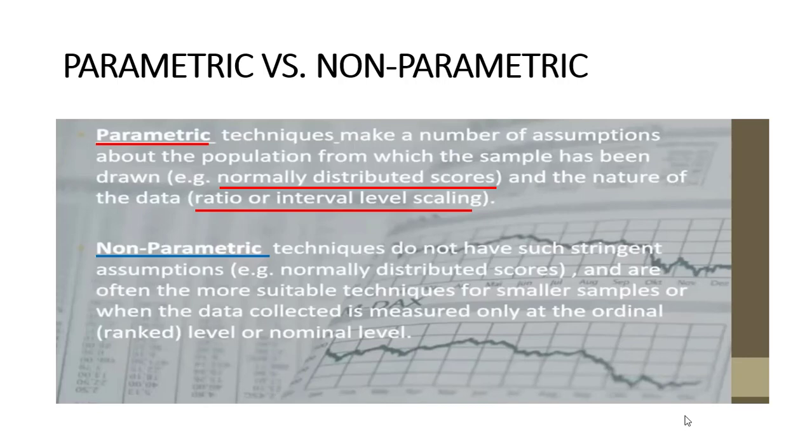For non-parametric tests, the techniques do not have such stringent assumptions. So for example, we don't need to be normally distributed, or sometimes when we have smaller samples, then non-parametric tests are going to be advised. And also notice that we would use non-parametric tests when we have ordinal or nominal data. The problem with non-parametric tests is that they are not as strong as parametric tests. So ideally, in language acquisition research, we have to use parametric tests when we can.